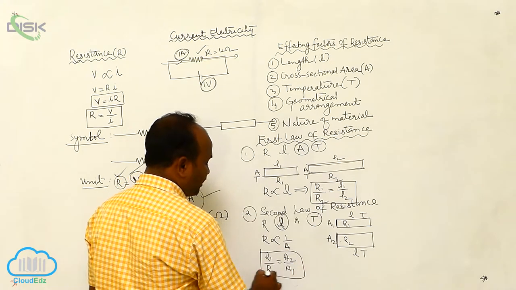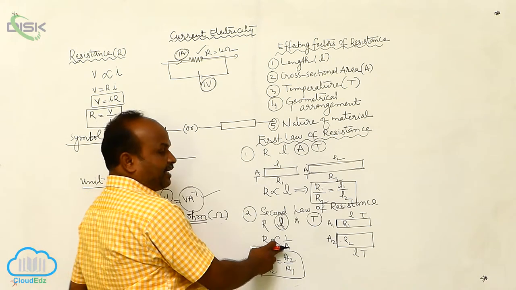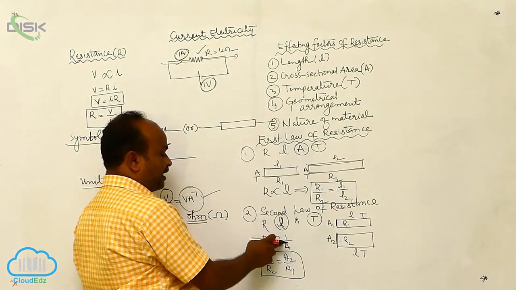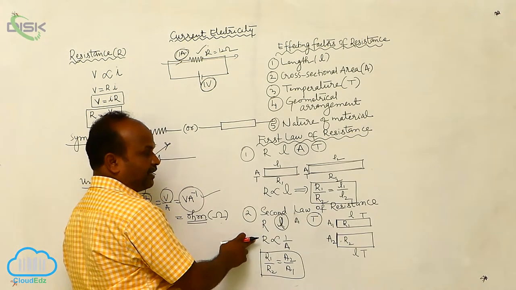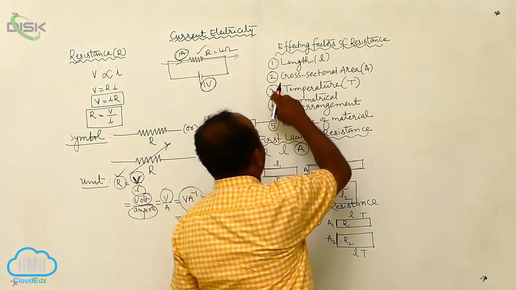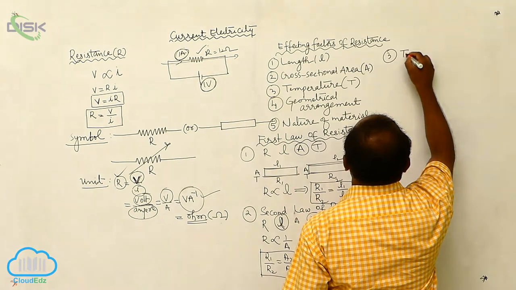Now, what is the relation? Inversely proportional. That is, if thickness is increased, cross-sectional area is increased, and resistance is decreased. If cross-sectional area is decreased, resistance is increased. Now, next one. What is the temperature dependence?